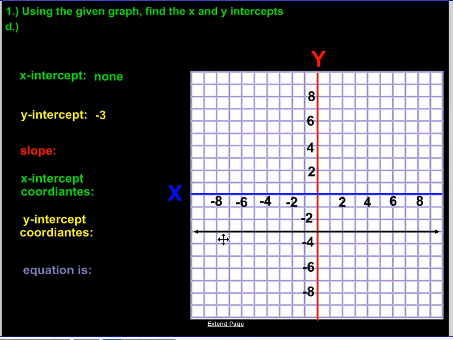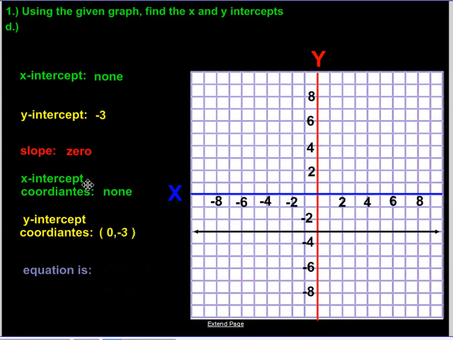For the slope, remember a line that is horizontal. You can also remember the trick: if you look at this as the top, it makes a Z, and that's a hint to give you the idea that there is a 0 slope here. The x-intercept coordinates, again, does not interact with the x-axis at all, so there are no x-intercept coordinates. The coordinates for the y would be 0, -3.